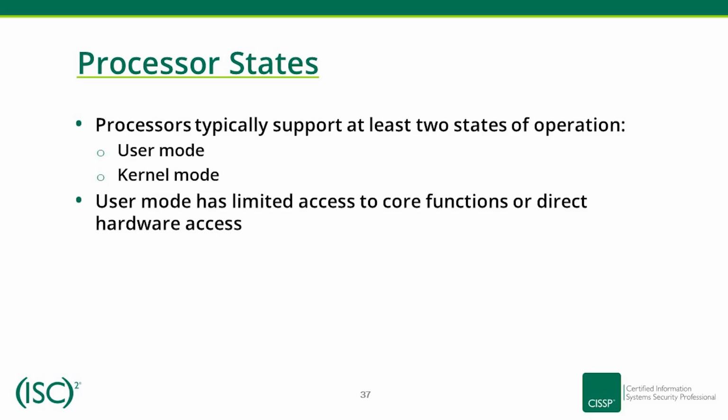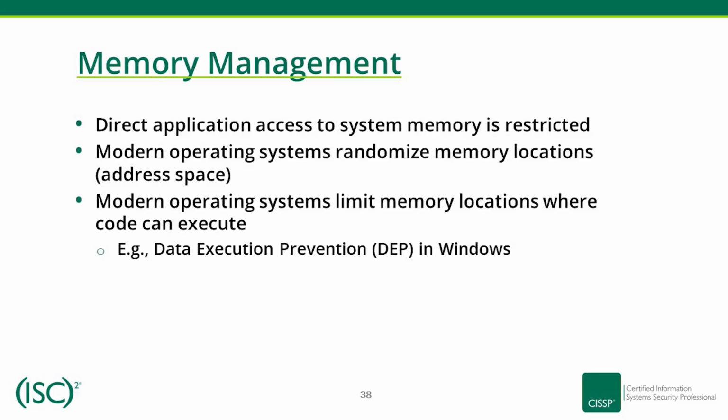Processor states. Processors typically support at least 2 states of operation. User mode. Kernel mode. User mode has limited access to core functions or direct hardware access. Memory management. Direct application access to system memory is restricted. Modern operating systems randomize memory locations, address space. Modern operating systems limit memory locations where code can execute. For example, data execution prevention, DEP, in Windows.